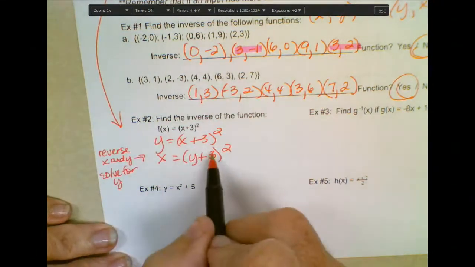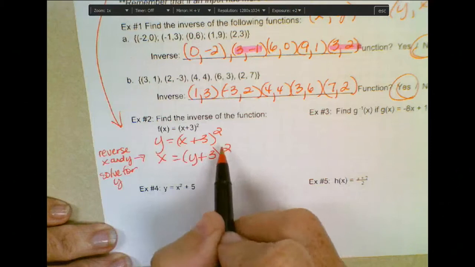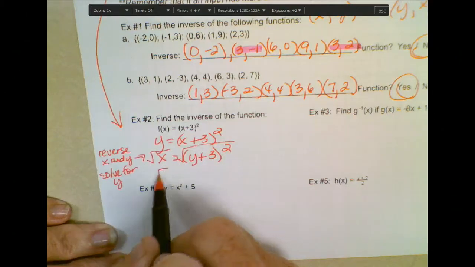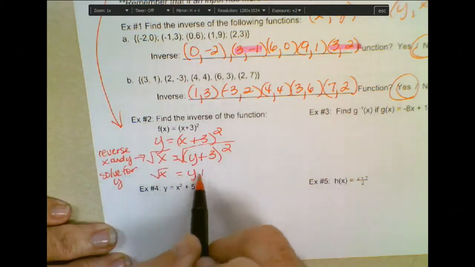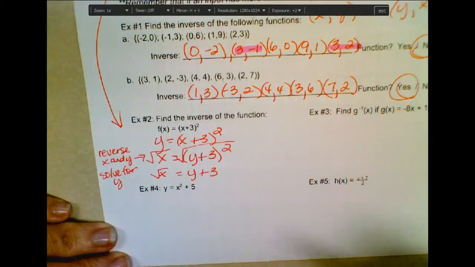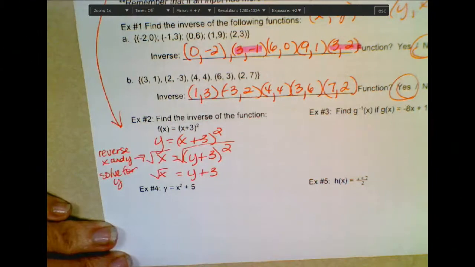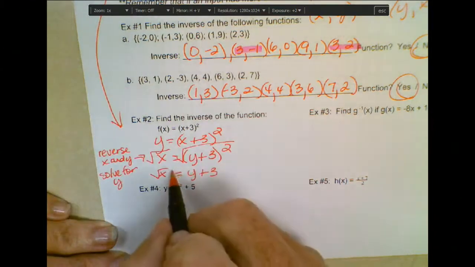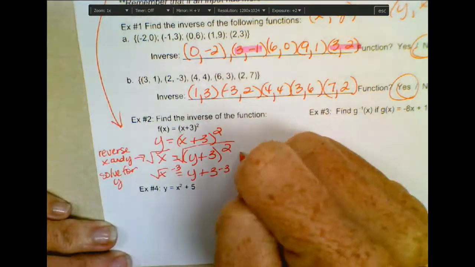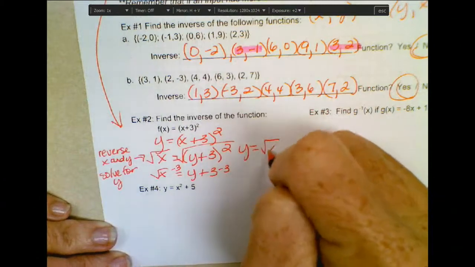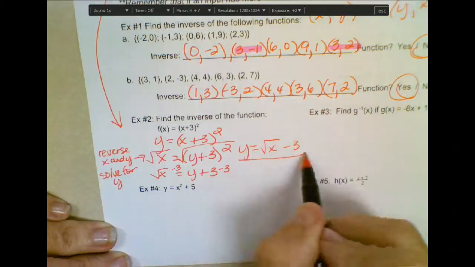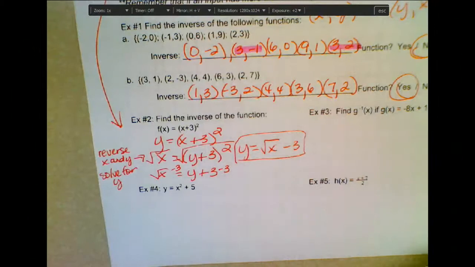Okay, so the first thing we need to do to undo that square here is to square root both sides. So you'll get the square root of x equals y plus 3. Then the last thing I need to do is move that 3 to the other side. I know that to do that I need to subtract it from both sides. So I will get y equals the square root of x minus 3. Okay. We're going to show you in a minute how you double check that you really do in fact have two inverse functions.